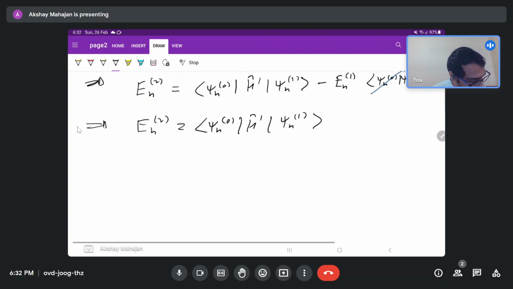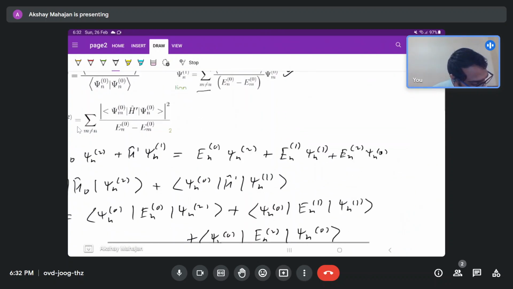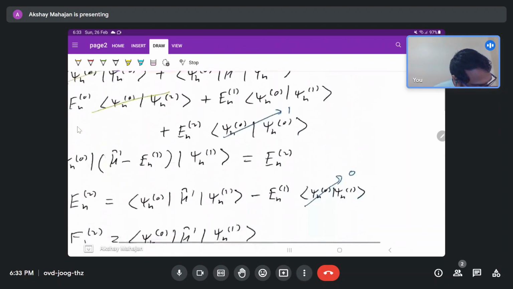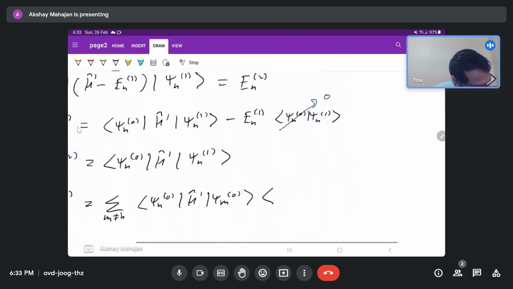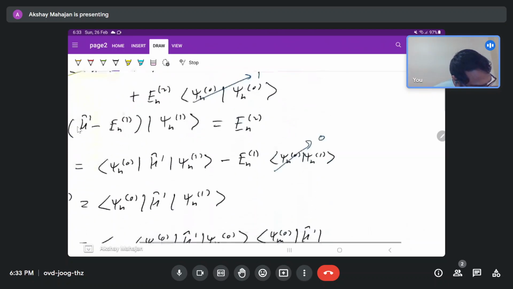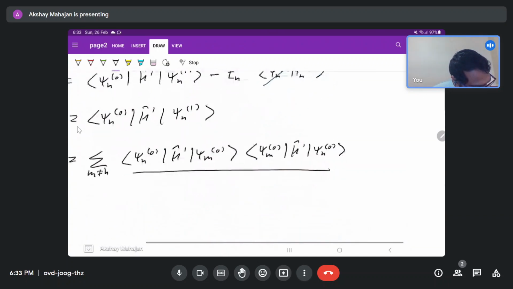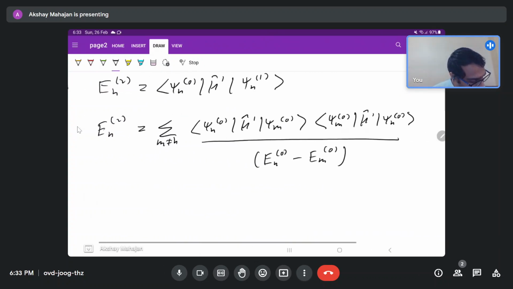Now using the formula that we have derived for psi n of the first order correction, we can write summation of m not equal to n, psi n of the zeroth order, H cap prime, psi m of the zeroth order, times psi m of the zeroth order, H cap prime, psi n of the zeroth order, divided by E n of the zeroth order minus E m of the zeroth order. And these are just the complex conjugate to each other.